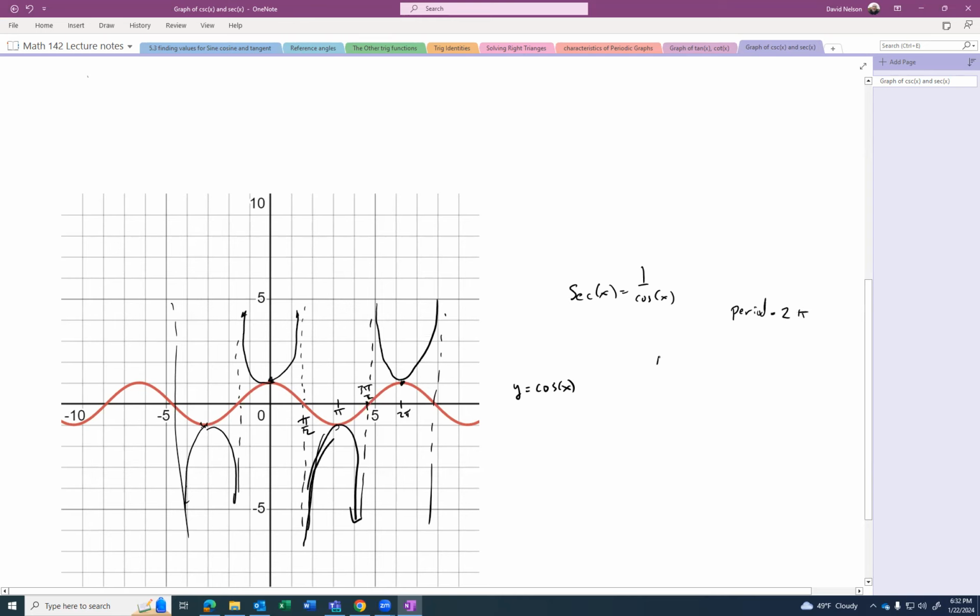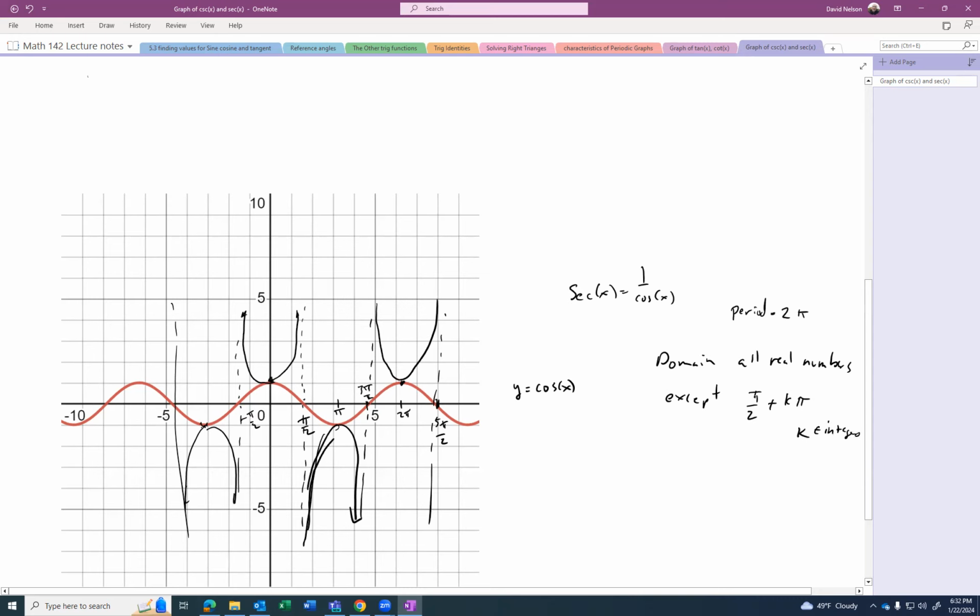The domain is all real numbers, except you've got pi over 2 and 3 pi over 2, and this point out here is going to be 5 pi over 2, and you've got minus pi over 2, and so we describe those as pi over 2 plus k times pi, some constant times pi, where k is an element of the integers.